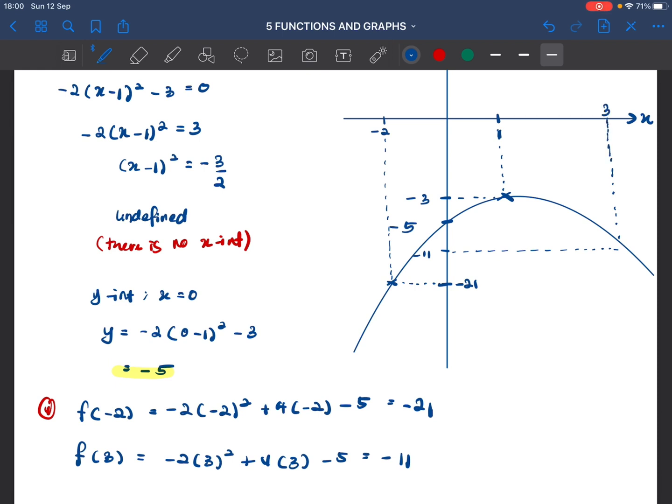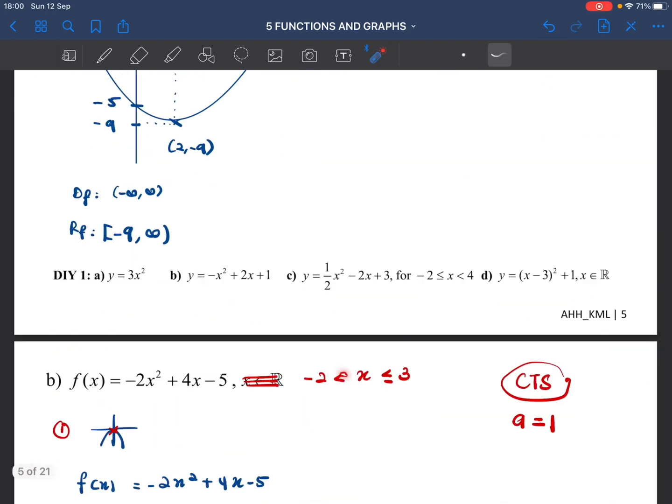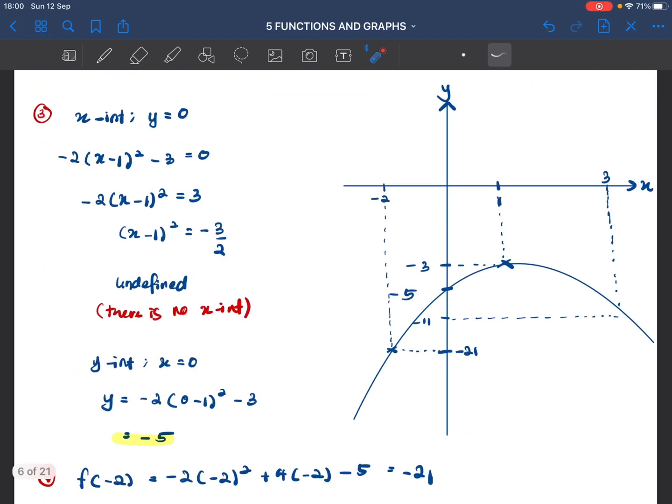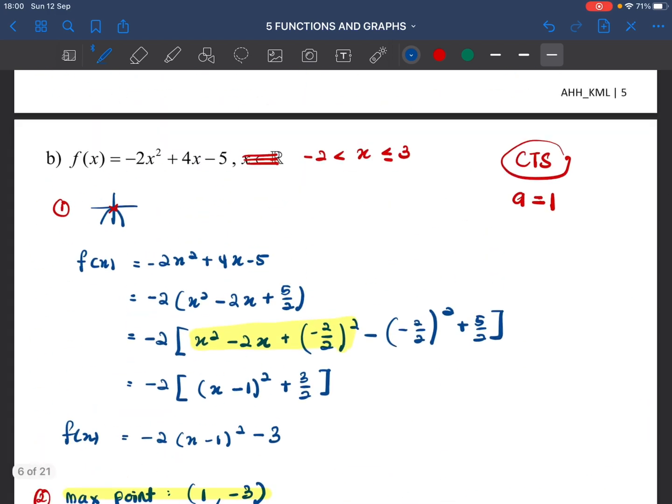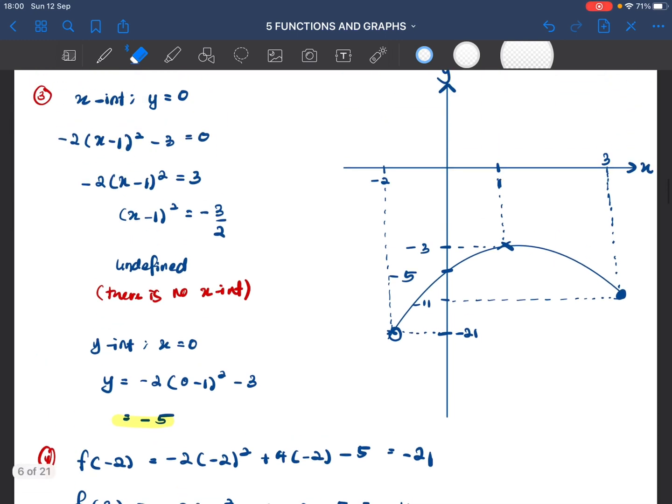Okay, so now ingat kita ada negative 2 open, 3 close. Okay, so basically apa maksudnya tadi? Apa maksudnya yang ini? Ini ialah domain kita. Selain daripada tu kita tak nak. So we can delete everything besides the domain. Okay, so this is our graph.